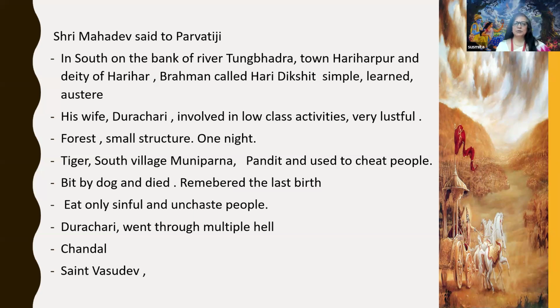But he still remembered his last birth. Because he remembered, he does not kill people whom he feels are pure, but he has the vision to differentiate between sinful and non-sinful people, and you are a very unchaste person, and that's why I'm going to kill you. And he killed the lady. After being killed by the tiger, because of her activity, she went through various types of hell, and she stayed in those hells for millions of years. And after all that karma, she was born as a Chandal woman.